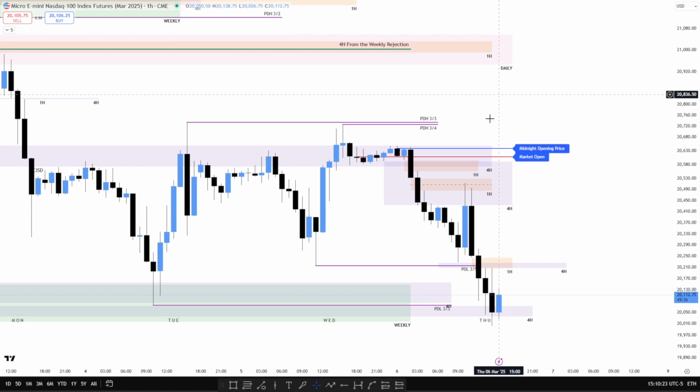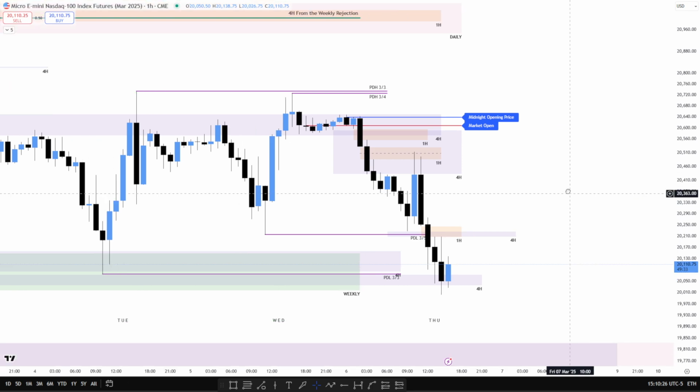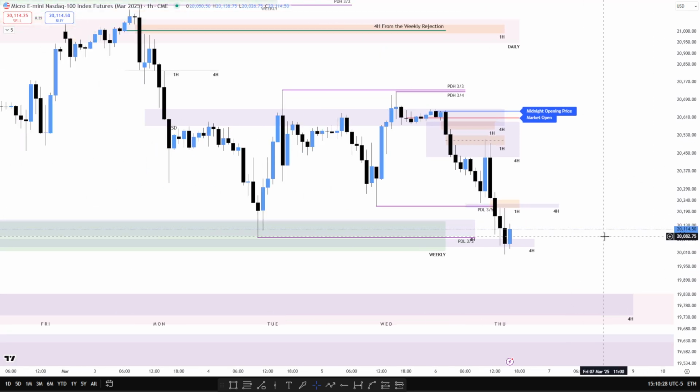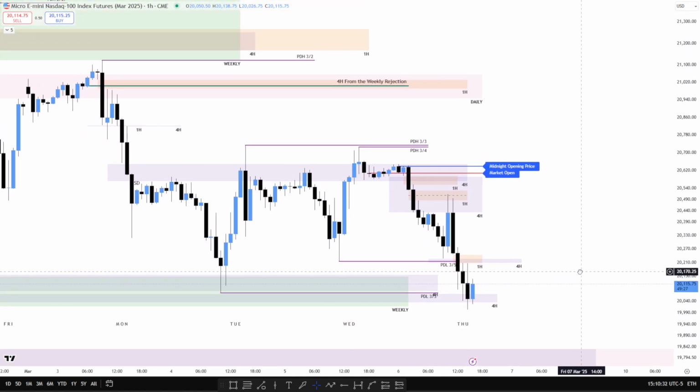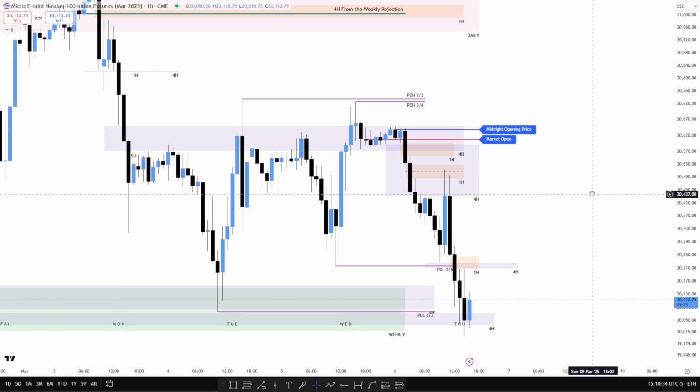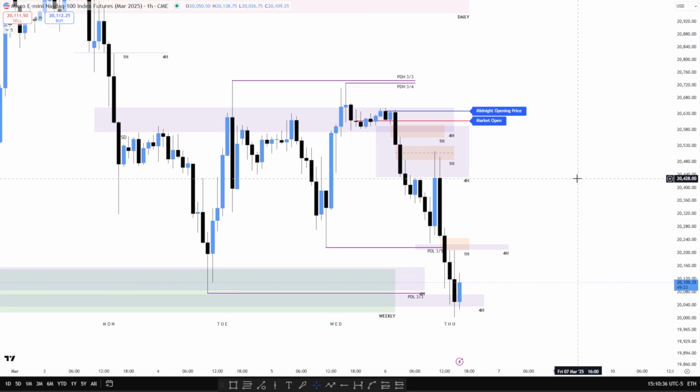You can see I've got a daily up here and a weekly down here. If we scroll down a little bit, I've got other daily and 4 hour areas marked up down here. Aside from that, usually at the end of the day when I'm done trading and the market closes, I will mark up the previous day highs and lows from that day.